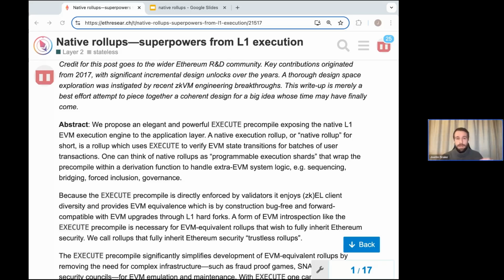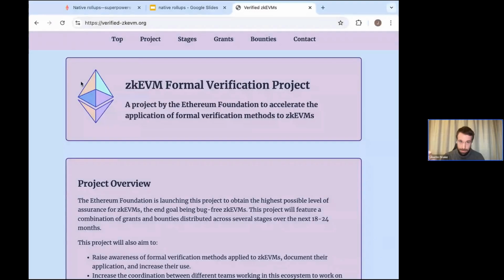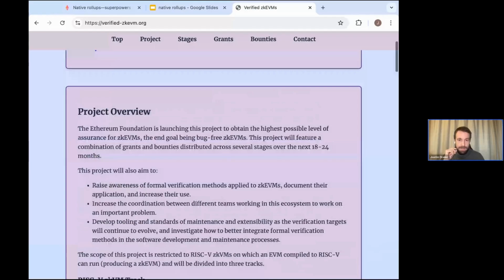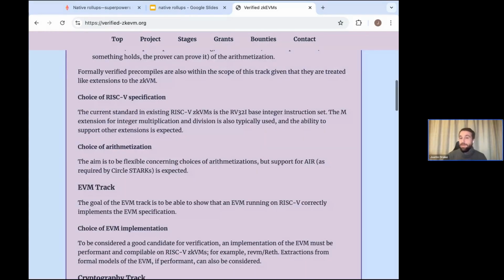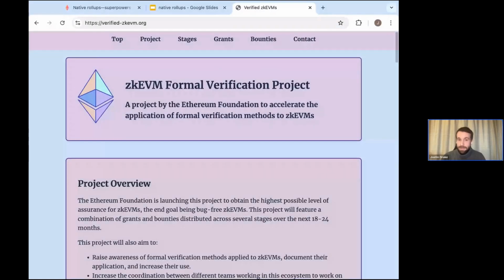So one of the things that I want to highlight is this website, verified zkEVM.org. It's a $20 million formal verification project. So the Ethereum Foundation is putting $20 million that will be spent over 3 years. And there's this guy, Alex Hicks, who joined the Ethereum Foundation recently, and he's the one leading this project. And so if you are a formal verification expert and you want to help with the formal verification of ZK tech, do make sure to talk with Alex.